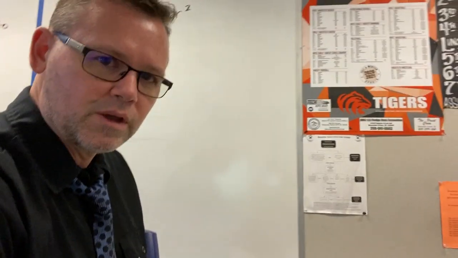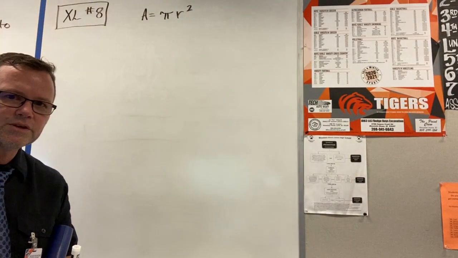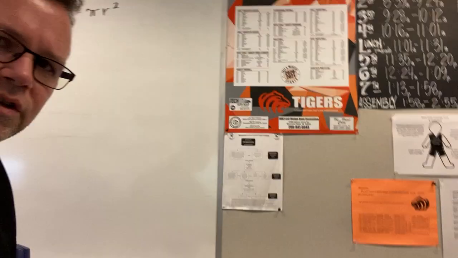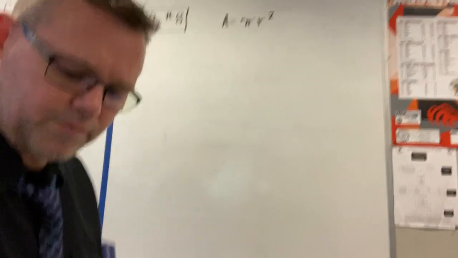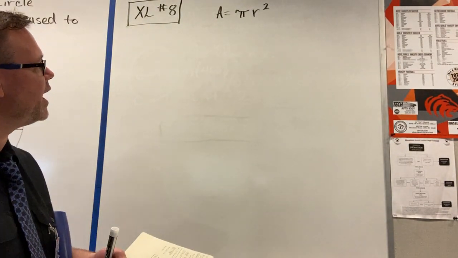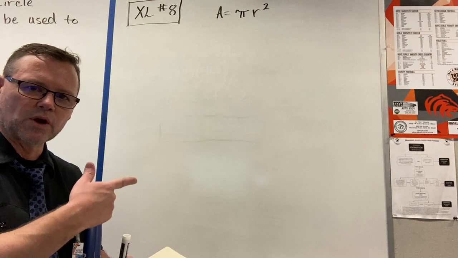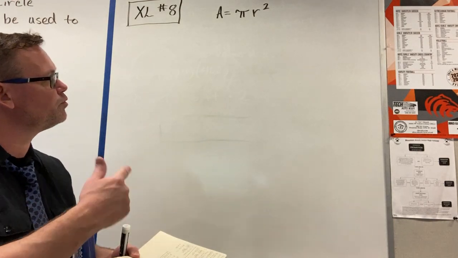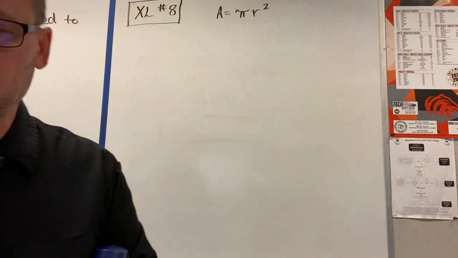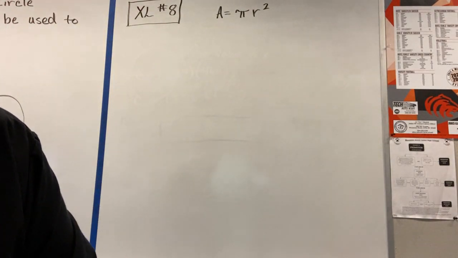Hopefully you will. Okay, so this is XL number 8. Let me move this over as much as I can so I have plenty of room. Sorry. Okay, so this is XL number 8. And we're going to deal again with the area, so I put the formula up there. Area equals pi multiplied by radius squared. This is the one where I might mess up the wording a little bit, but hopefully not too bad.